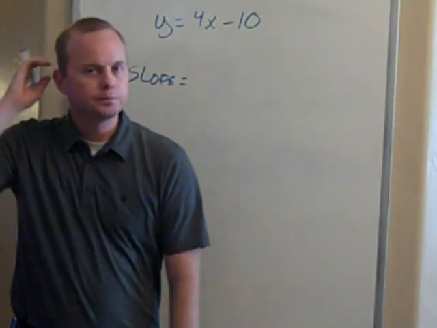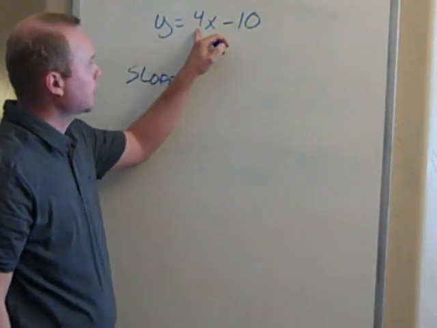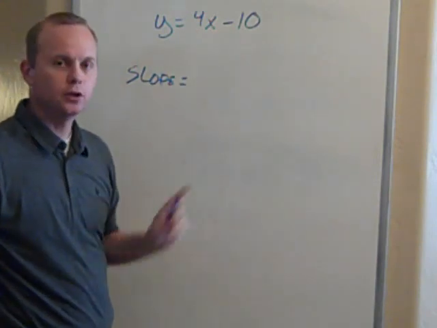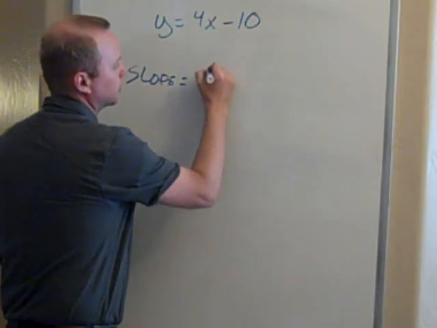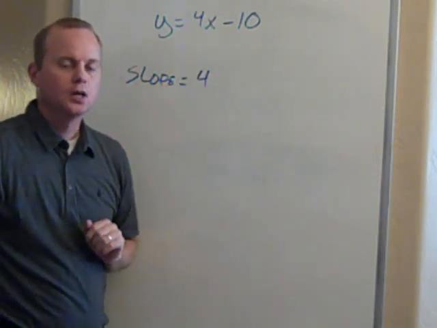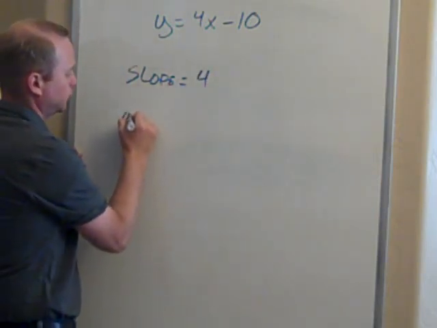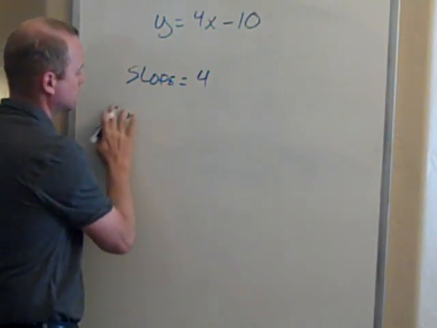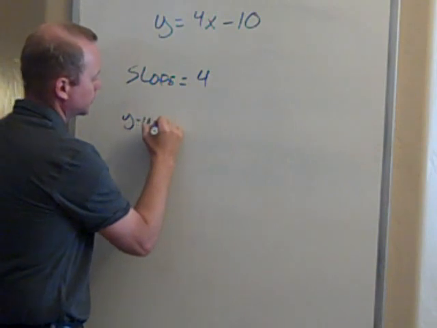When it's in slope-intercept form, the slope is always the number right before the x. In this case, it's a 4, so my slope on this particular problem is 4. That's my slope. The y-intercept is another thing I'll ask you for. Y-intercept.